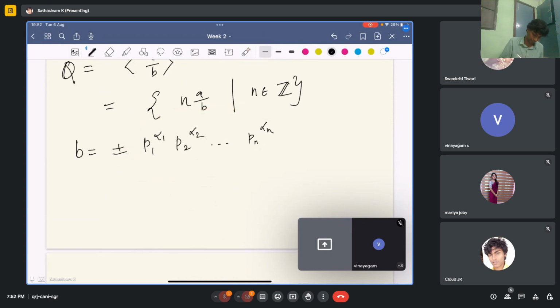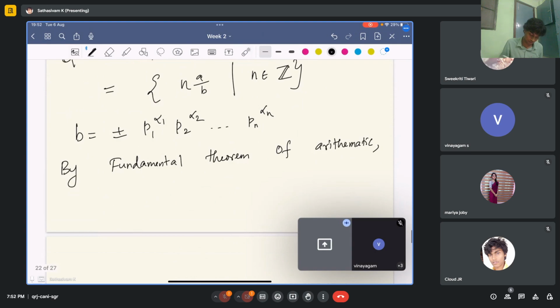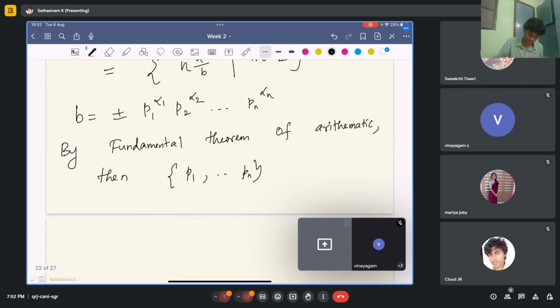By the fundamental theorem, some people call it the prime factorization theorem, the set P1 to Pn and also the exponents are unique. So this is what we have.